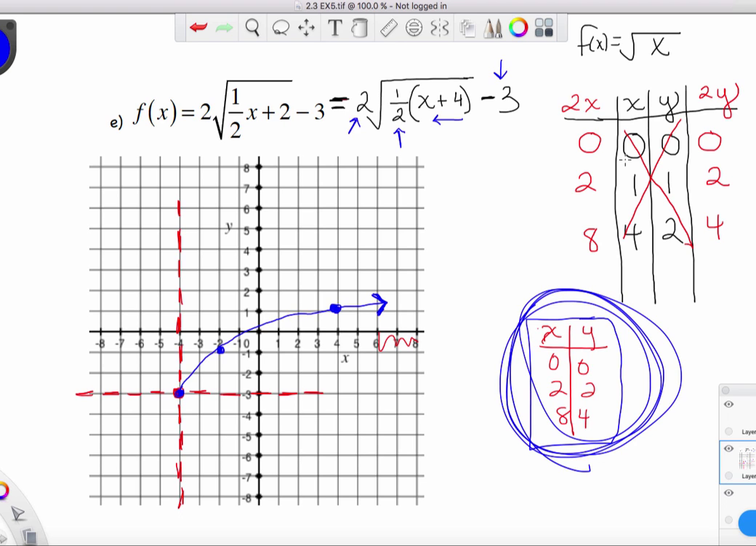So you want to do your best to try to memorize your parent functions and then also make those changes on each one of the original ordered pairs one by one as you're plotting them.